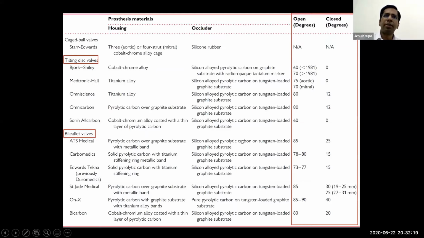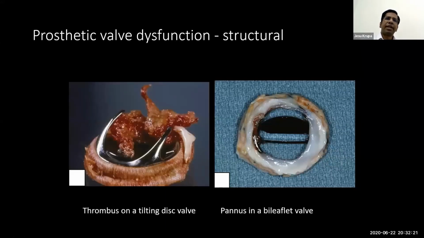So coming to another: this patient had thrombus, and now the other thing is pannus. Pannus is something like scar tissue, which develops over time.